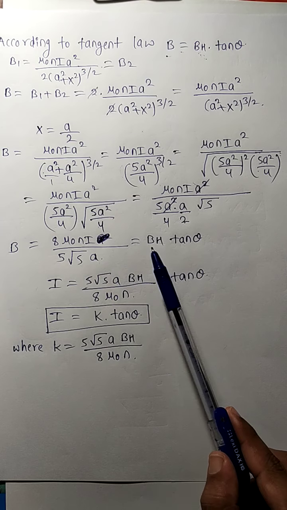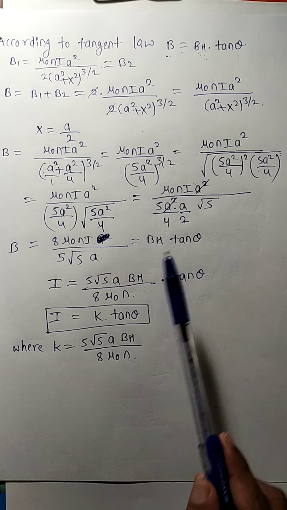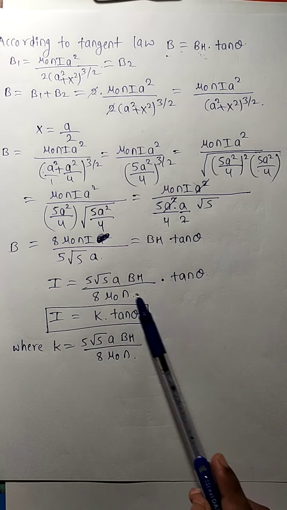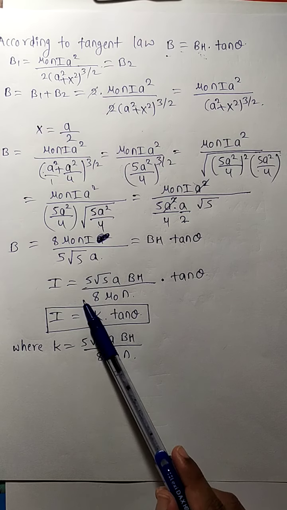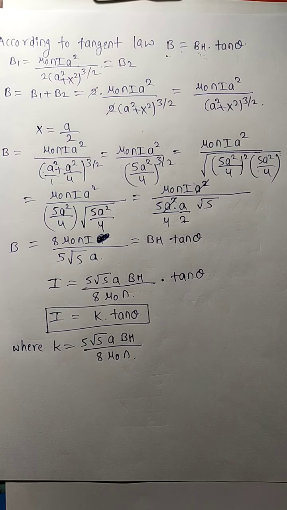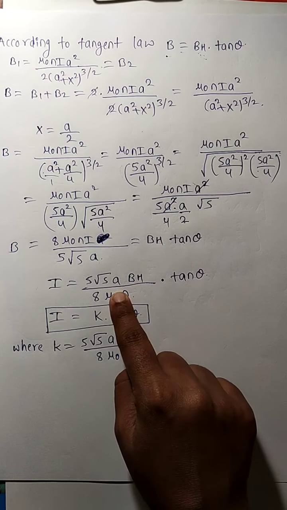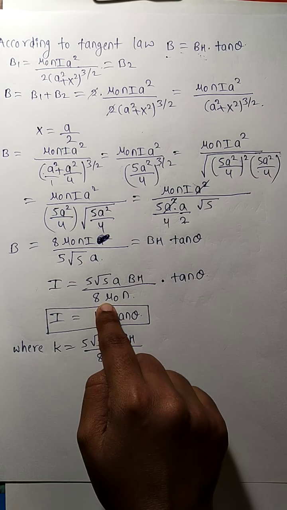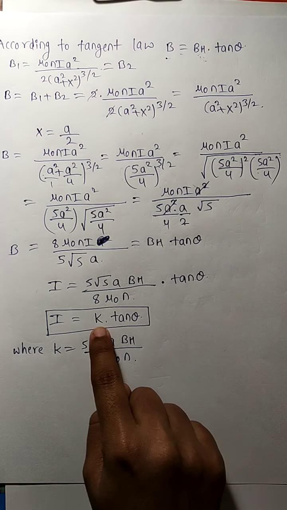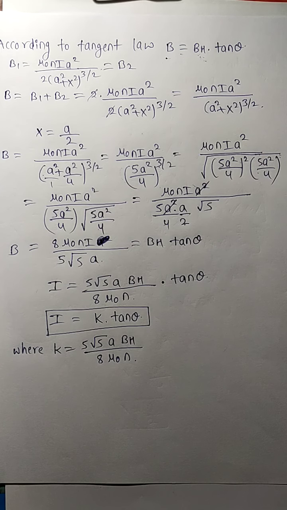This is the B value, which should be equal to BH into tan theta. As we are finding the I value, transferring all those terms, we get I is equal to this one, and this term we wrote as K. So I is equal to K into tan theta. This K value is a constant quantity, because a is constant, BH value is constant, mu naught is constant, and the number of turns we are taking will be constant. We got current is equal to K into tan theta. So this is the theory of the Helmholtz galvanometer.